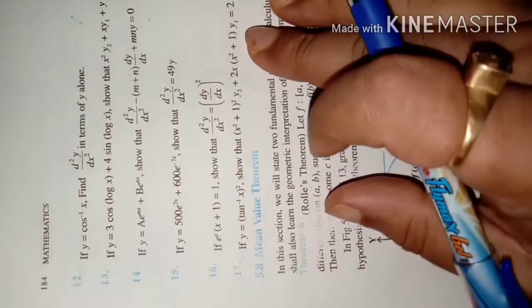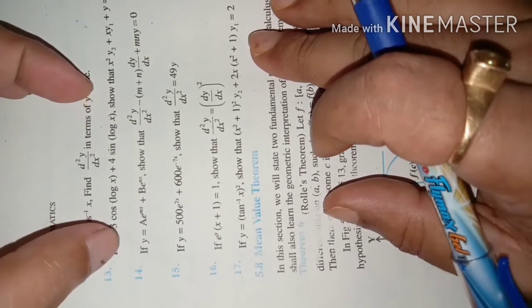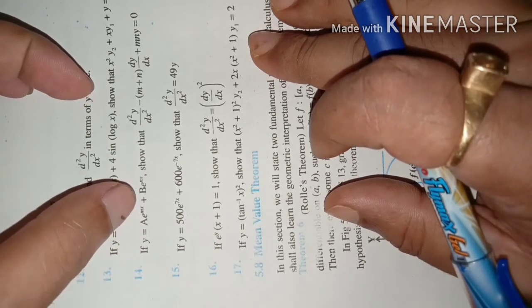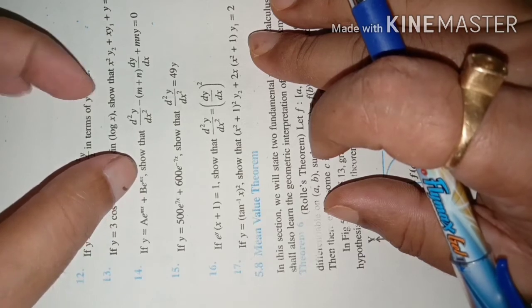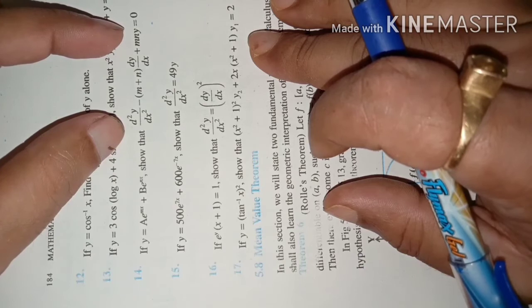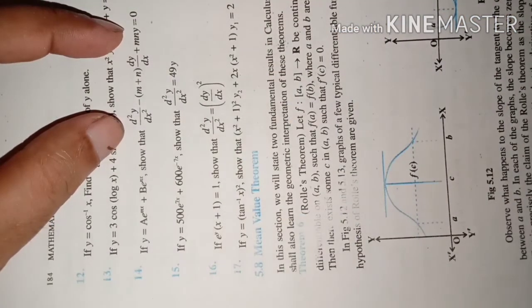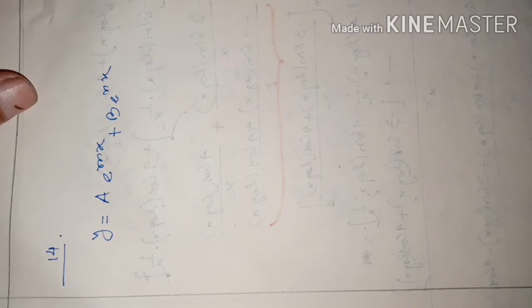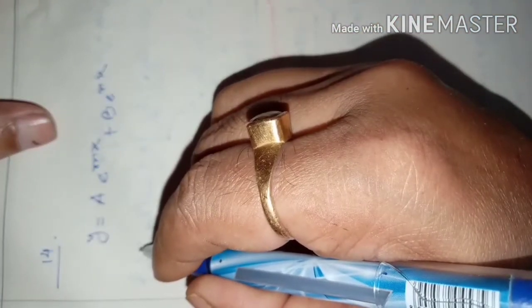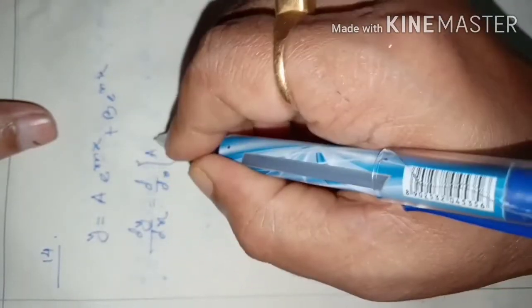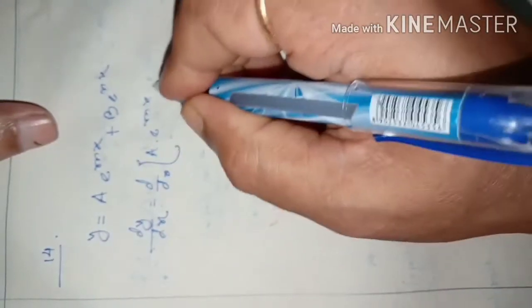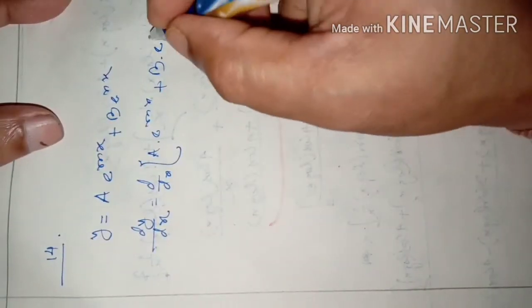Look at question number 14 students. Y equal to a into e to the power of mx plus b into e to the power of nx. We have to prove this result. Now let us find out the second order derivative. So here let us find out y1, meaning dy by dx. dy by dx is equal to ddx of a into e to the power of mx plus b into e to the power of nx.